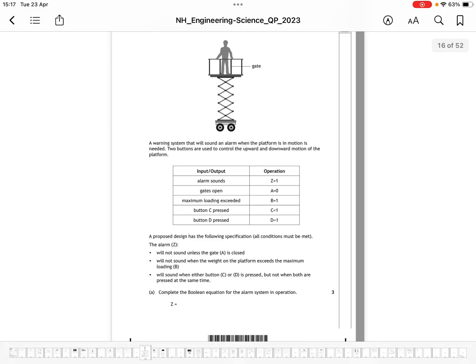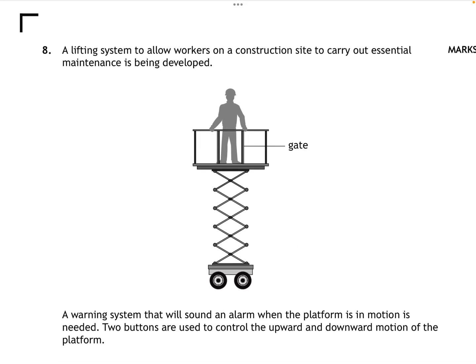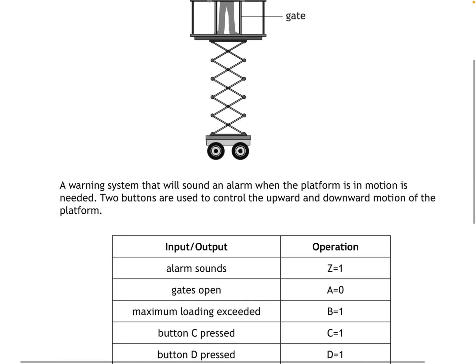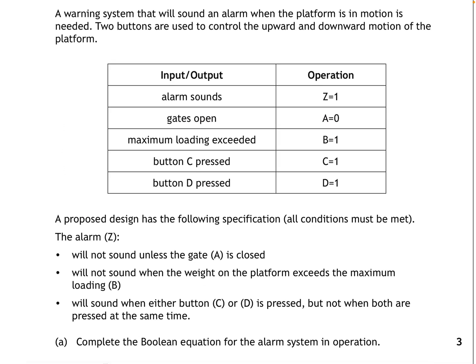This is question 8 from the Higher Engineering Science past paper from 2023. Here we are shown a lifting system that allows workers on a construction site to carry out essential maintenance, and it's being developed. They want a warning system that's going to sound an alarm when the platform's in motion, and there's going to be 2 buttons to control the upward and downward motion of the platform.